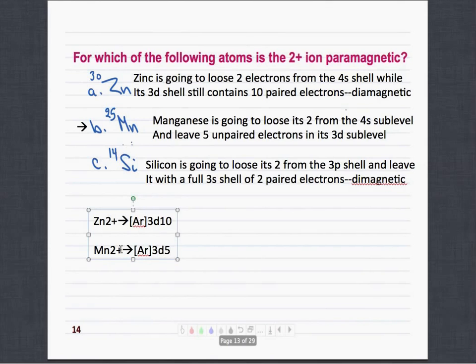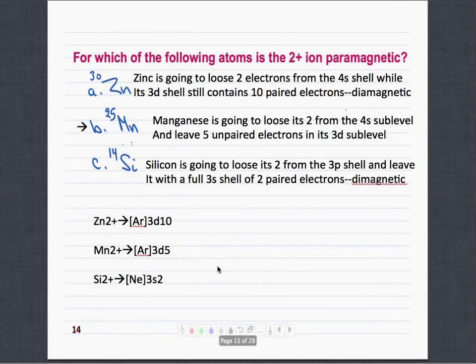Okay, silicon is 14, so it is 1s2, 2s2, 2p6, 3s2, 3p2. So if you lose 2 electrons, it's going to lose them from the outer shell, leaving 2p6, 3s2, and it is diamagnetic. Okay? So definitely B is the right answer.